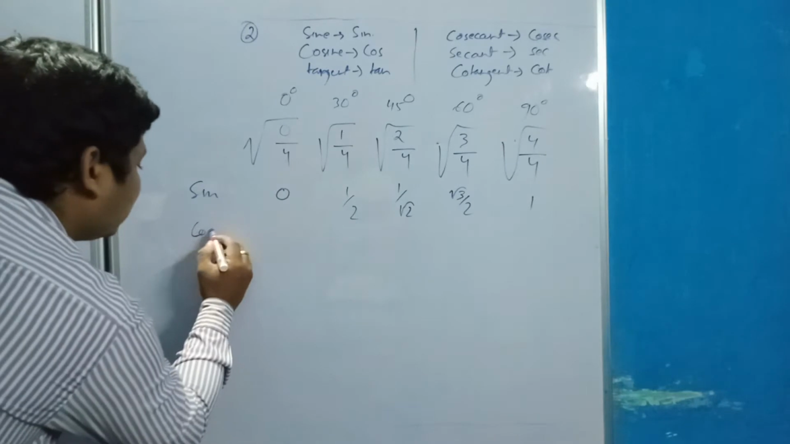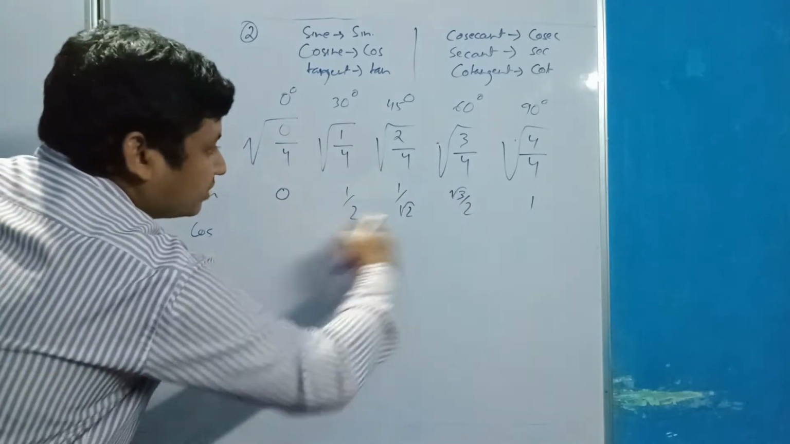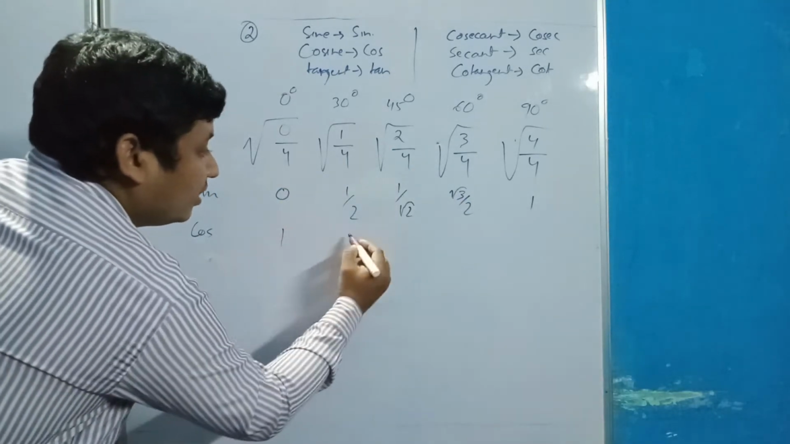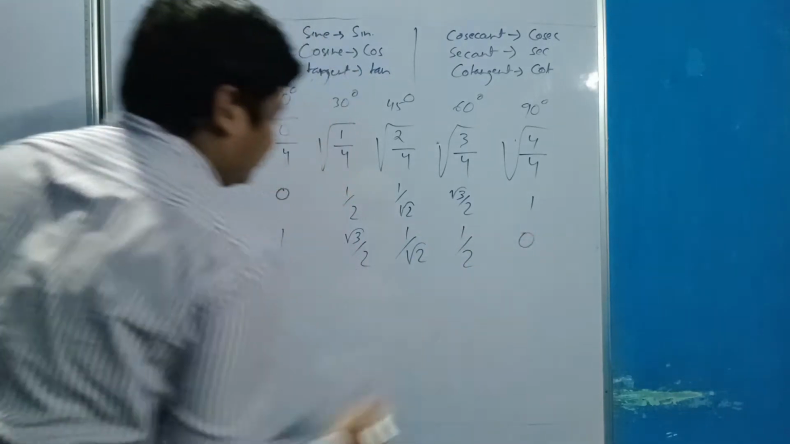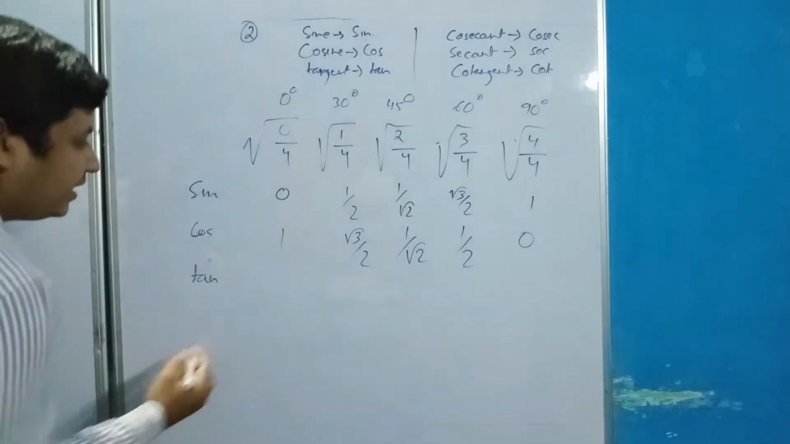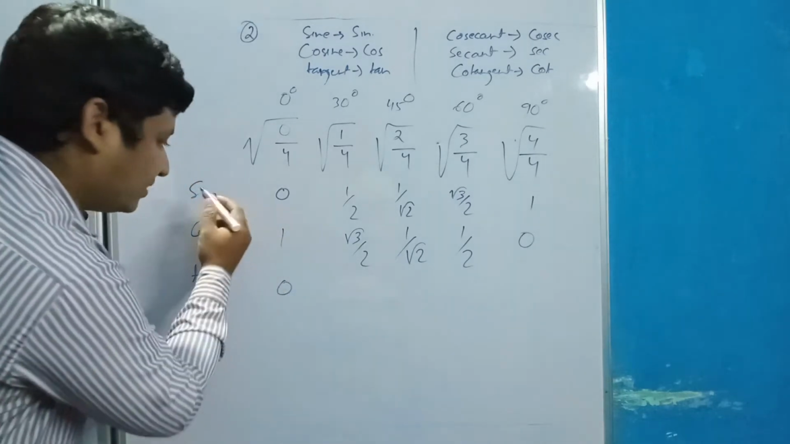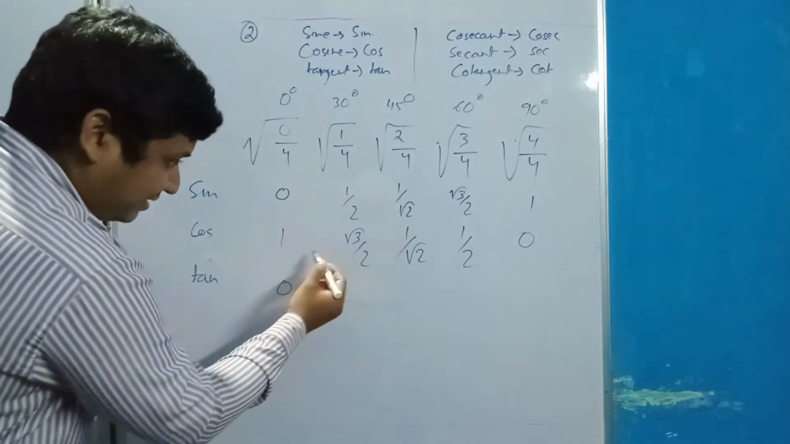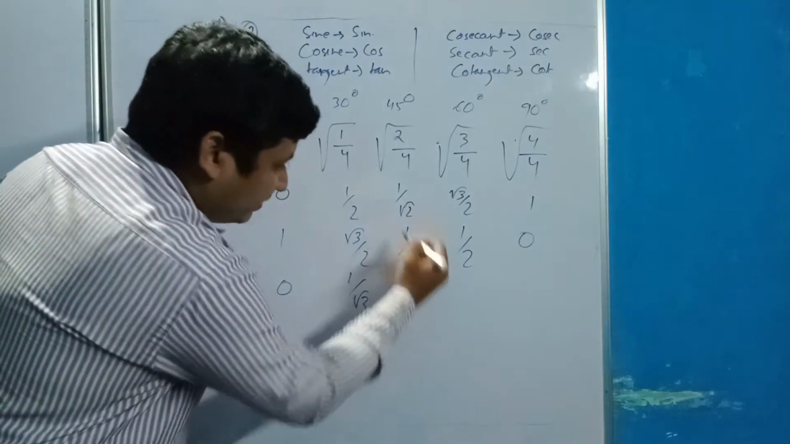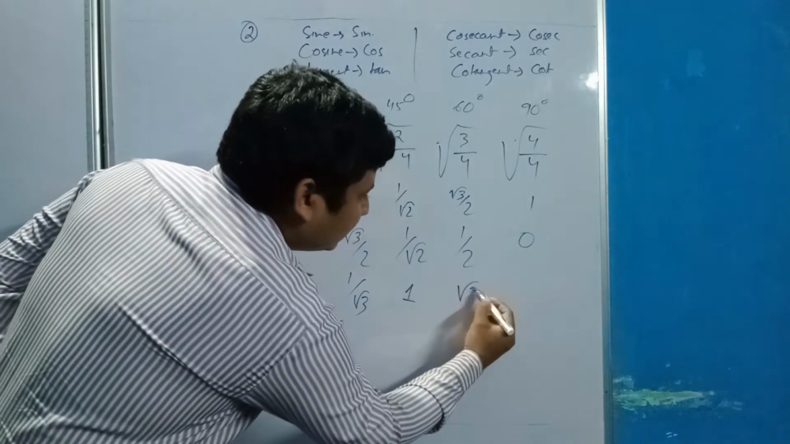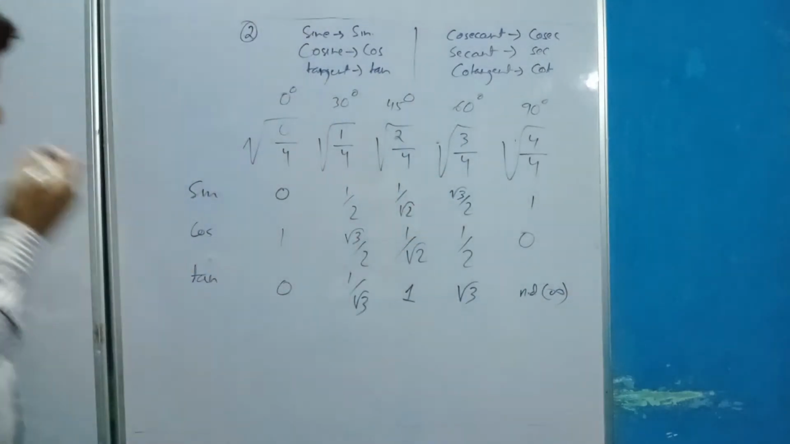Now likewise I can write cos. Cos can be written as this line just reversed: 1, root 3 by 2, 1 by root 2, 1 by 2 and 0. And tan will be written as 0 by 1, which is 0, since sine by cos is tan. So if you divide, root 2 will be cancelled, it will be 1 by root 3. Root 2 cancelled, only 1. 2 will be cancelled, it is root 3. 1 by 0 is not defined, or infinite we can say.